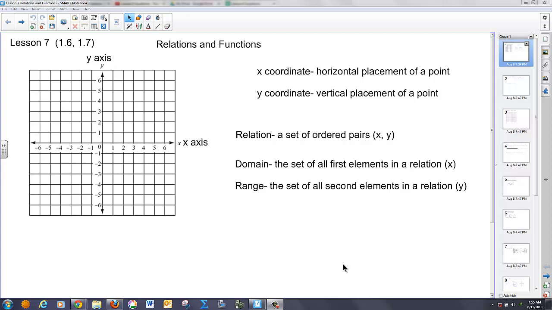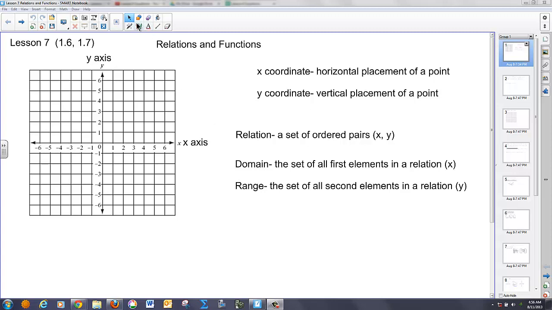Today we talk relations and functions, and you'll notice that I have for you a coordinate system. In this coordinate system, we have two sets of what we call axes. The horizontal is called the x-axis. The vertical is called the y-axis. If we talk about coordinates within this system, our x-coordinate is the horizontal placement of any point, while our y-coordinate is the vertical placement of any point.